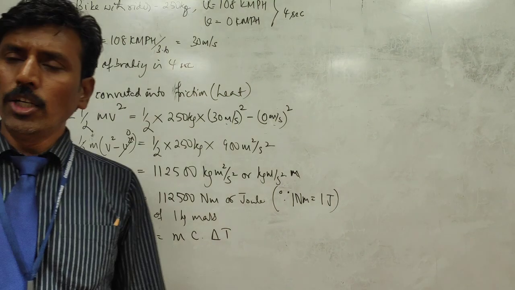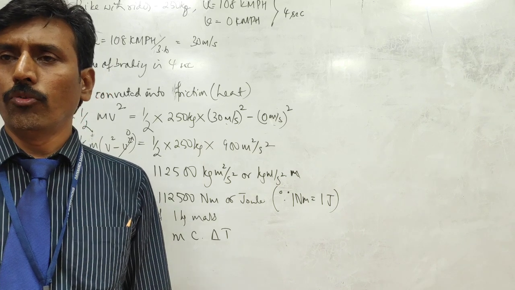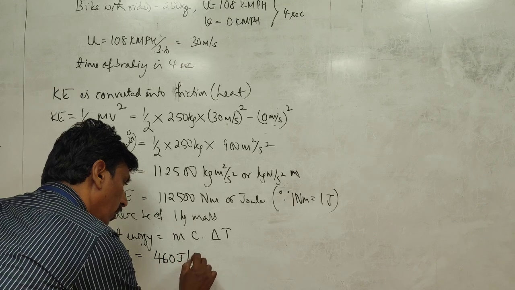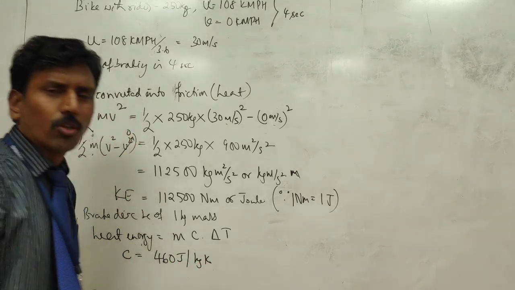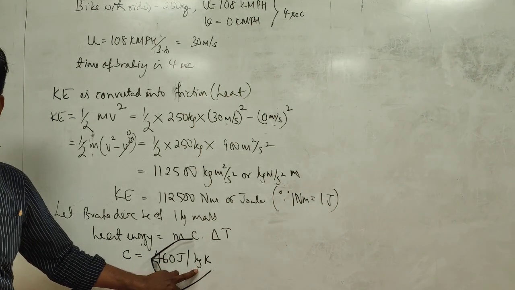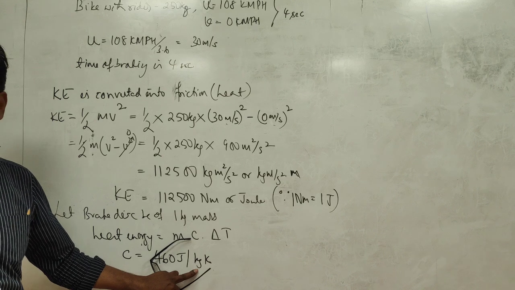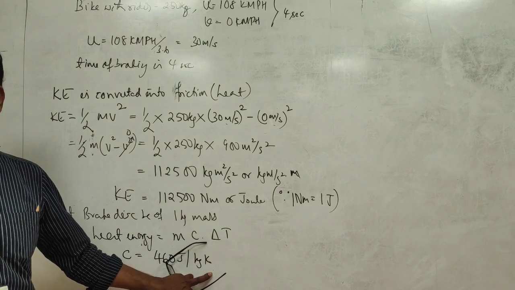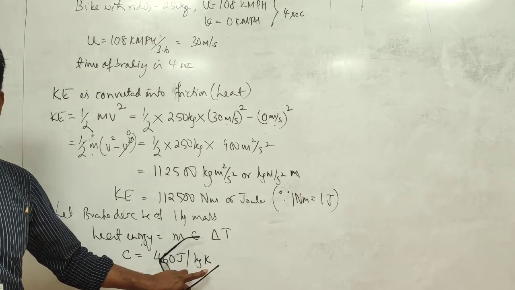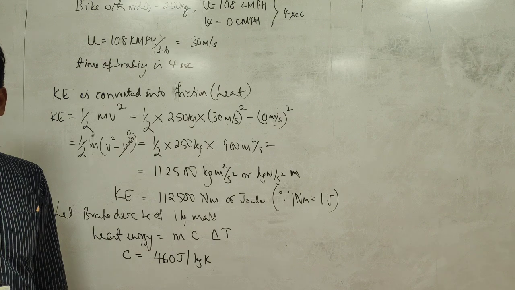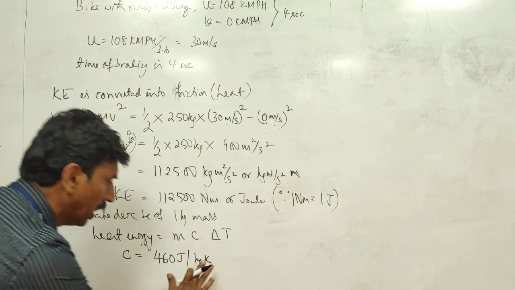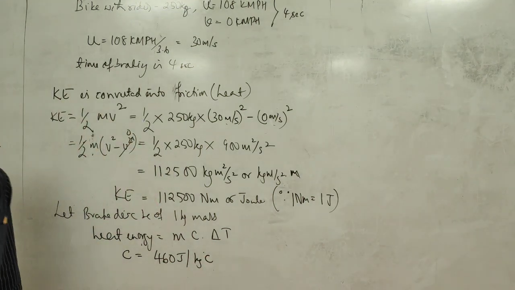And if you try to find out on the internet what is the specific heat of the brake disc, you get c as 460 joules per kg per Kelvin. What does this mean? That means it needs 460 joules of energy to raise 1 kg mass of brake disc by 1 degree Kelvin or 1 degree Celsius, because an incremental degree Celsius and an incremental Kelvin are the same. Though you have some conversion, both increments are same. So you can write it as per degree centigrade or per degree Kelvin.